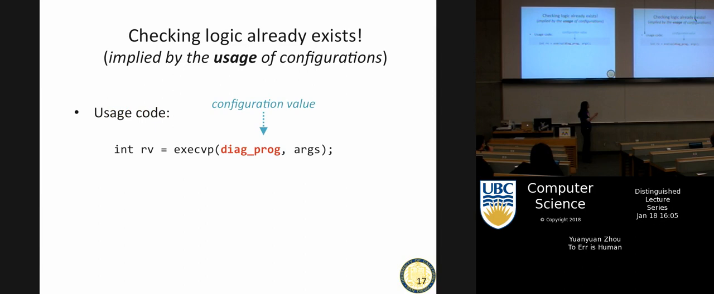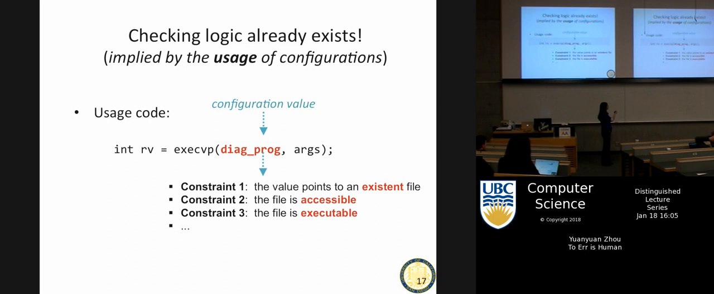So in a way, you can say the usage actually contains some constraints. From this usage, the value needs to point to an existing file, the file needs to be accessible, the file needs to be executable, okay? Otherwise, if you violate anything, this is definitely going to fail, okay? So that's the kind of implied constraints from this usage.